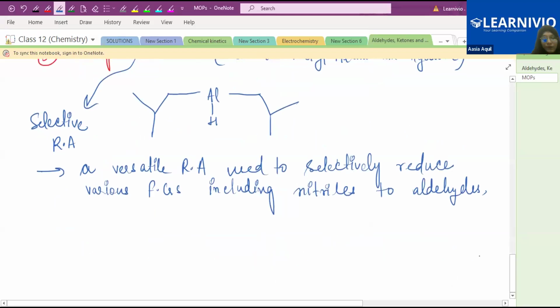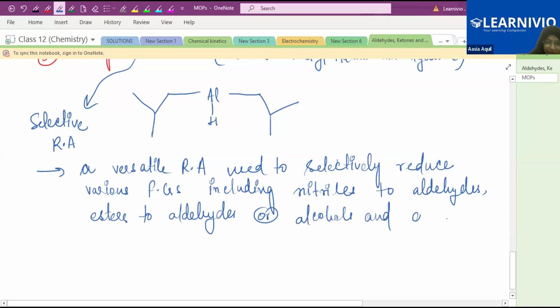So what is the application of this reducing agent? It reduces some selective members, just like nitrile. Nitrile को किसमें करेगा? Aldehydes में. It will reduce the esters to aldehydes, or alcohols, and amides to primary amines, primary amines में convert. Just remember that.